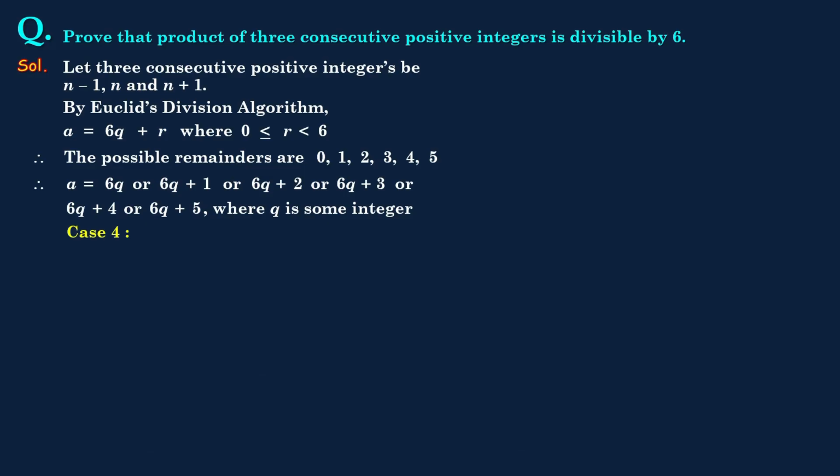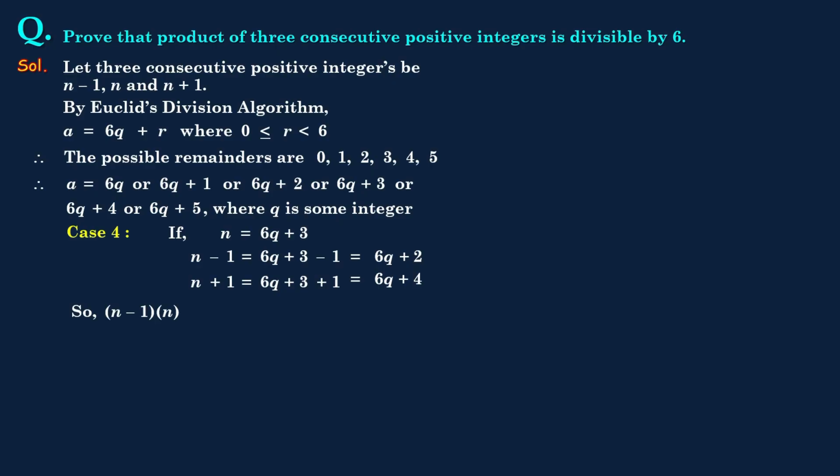Now case number 4. Here we are going to consider n equal to 6q plus 3. So n minus 1 is going to be 6q plus 3 minus 1, that is 6q plus 2, and n plus 1 will be 6q plus 3 plus 1, that is 6q plus 4. Now n minus 1 into n into n plus 1 will be 6q plus 2, 6q plus 3 and 6q plus 4.